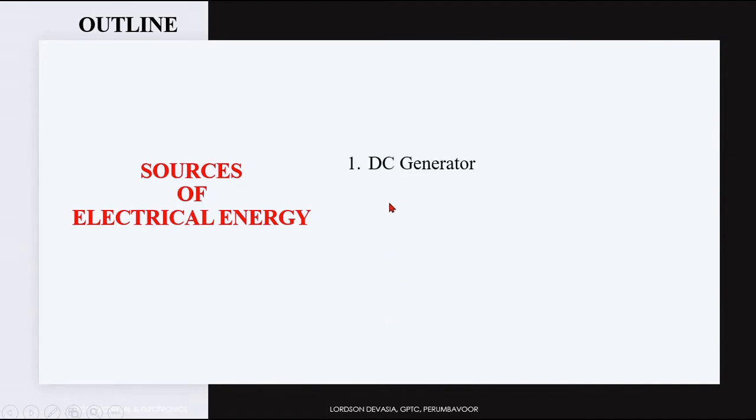Today we will discuss the sources of electrical energy, and that is the DC generator. We will discuss the principle of working, constructional details, and the classification of DC generator.